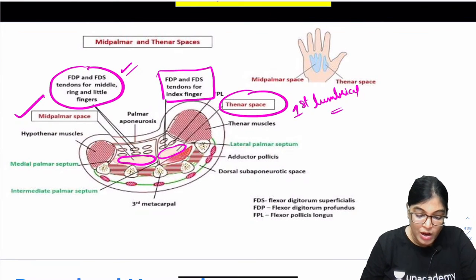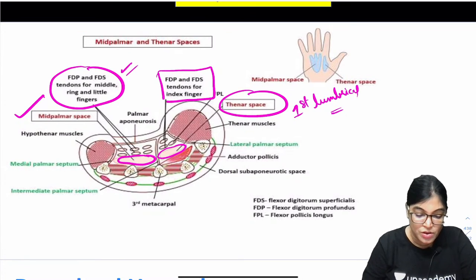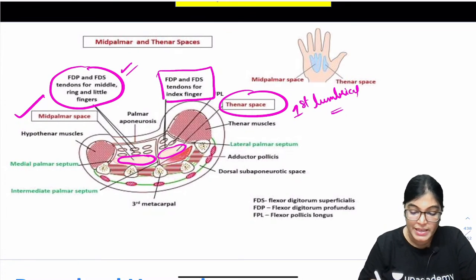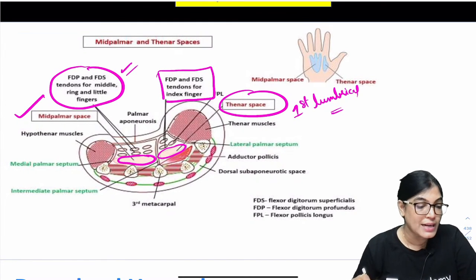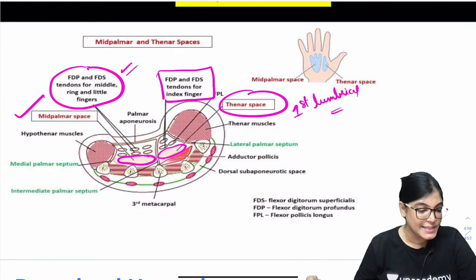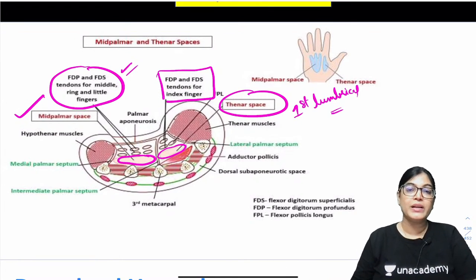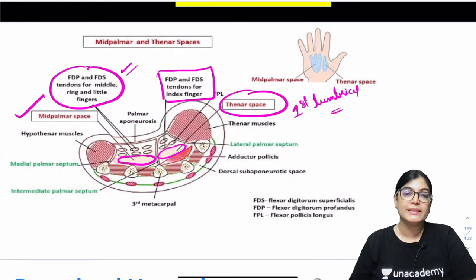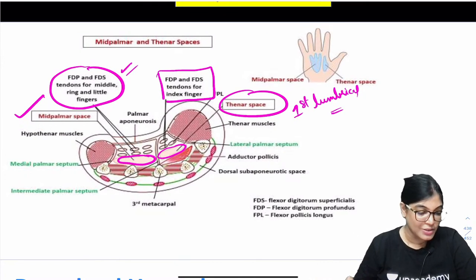Okay. So all other structures shown here, the tendons of FDS for the little, ring and middle. For the index finger it is thenar space. So first lumbrical will be a content of thenar space, not the content of mid palmar space. Is it clear to everyone? Is it clear this one? All of you just see this transverse section showing the spaces of the hand where you can clearly see the thenar space is containing flexor digitorum profundus tendon of index finger. So that is the correct option.